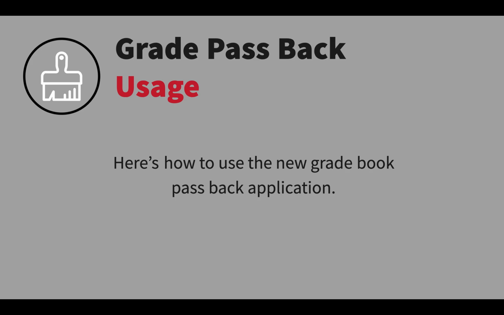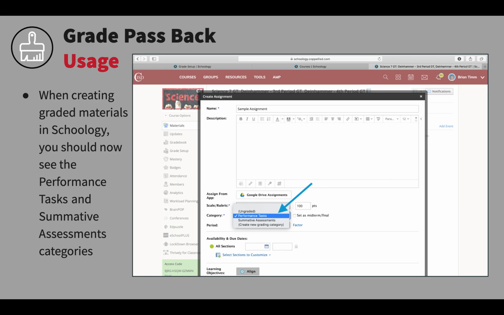Okay, so let's talk about how you use this now that you got it all configured. So when you are creating any grading materials inside of Schoology, either an assessment or an assignment or a discussion board, anything that's graded, you're going to see this grading category. Now, the default is set to ungraded, but after you configure this, you're going to see performance tasks and summative assessments preloaded there for you. So when creating an assignment, making it graded, you're going to want to choose either performance tasks or summative assessments.